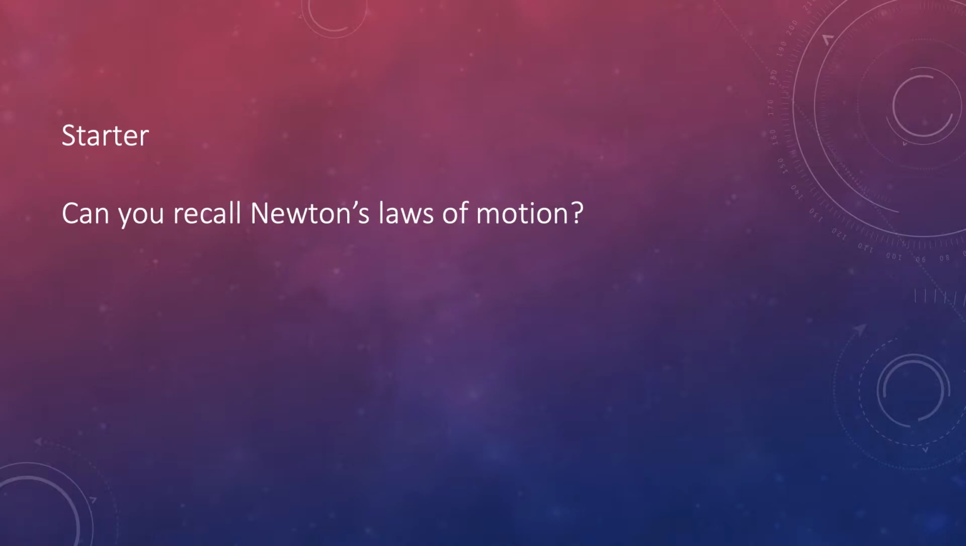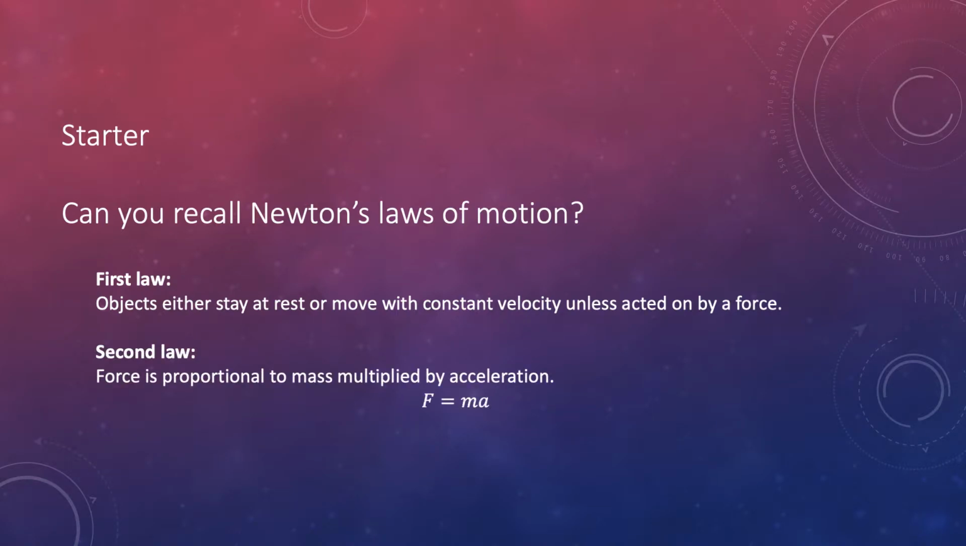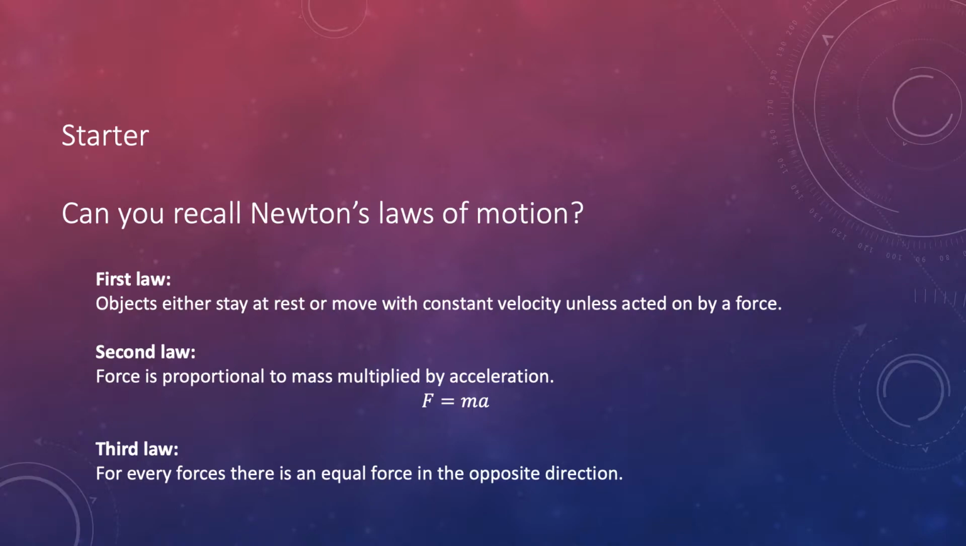Hopefully we still can. First law, objects either stay at rest or move with constant velocity unless acted upon by a force. The second law, force is proportional to mass multiplied by acceleration. We say F equals ma. The third law, for every force there is an equal force in the opposite direction.